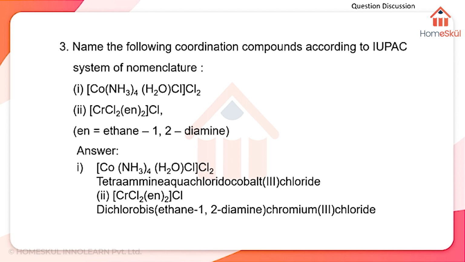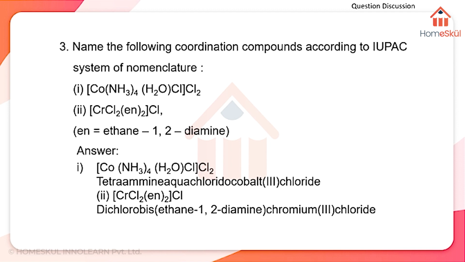So let us name this complex: tetraammine. Here we have 4 ammonia NH3 groups, so tetraammine. Then we name aqua, that is H2O. Okay, aqua, chlorido, which is a negative ligand. Cobalt is named as it is since it is coming in the cation part. Okay, so cobalt(III) chloride. See here, 3 is the oxidation state of this cobalt.